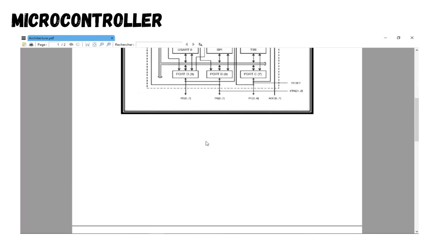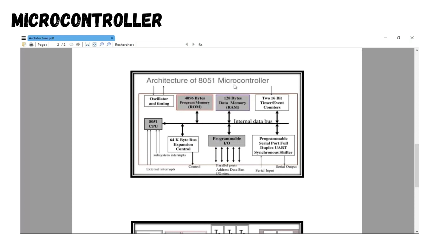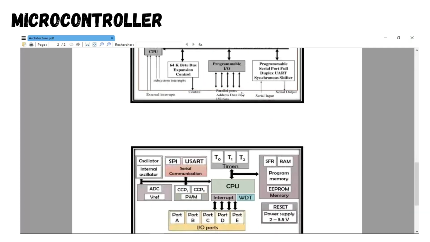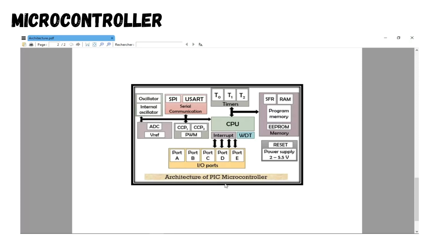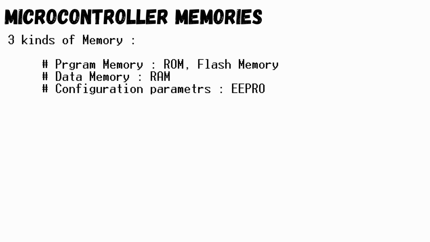Another example is the 8051 microcontroller, which has just two kinds of memory: ROM, which is program memory, and RAM, which is data memory. And finally, we have the PIC microcontroller architecture, which contains three kinds of memory: RAM, program memory, and also EEPROM memory. So typically microcontrollers have three types of memory: program memory, which is ROM or flash memory, and data memory, which is RAM memory, and finally EEPROM memory, which is generally used to store configuration data or special conditions.